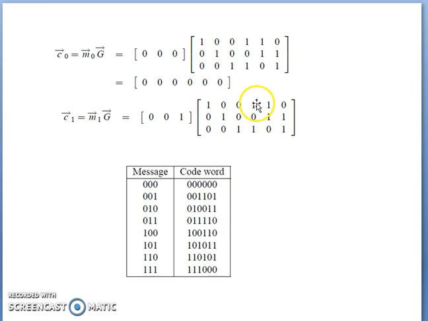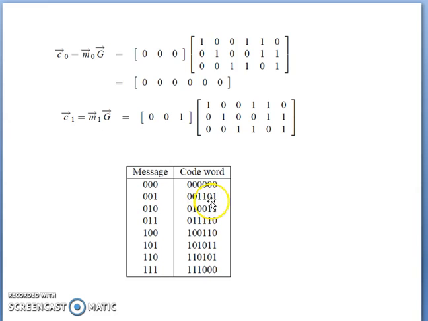So 0 multiplied by 0 becomes 0, plus 0 multiplied by 0, that is 0, so 0 plus 0, and 1 multiplied by 1, that is 1. So 0 plus 0 plus 1 becomes 1. So the fourth digit of the code word is 1.